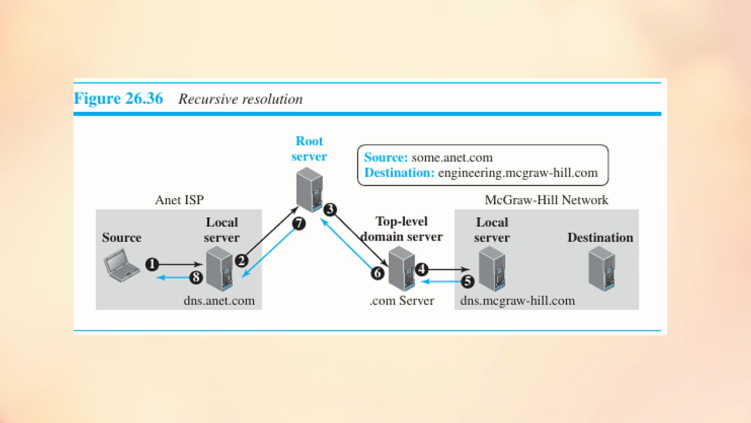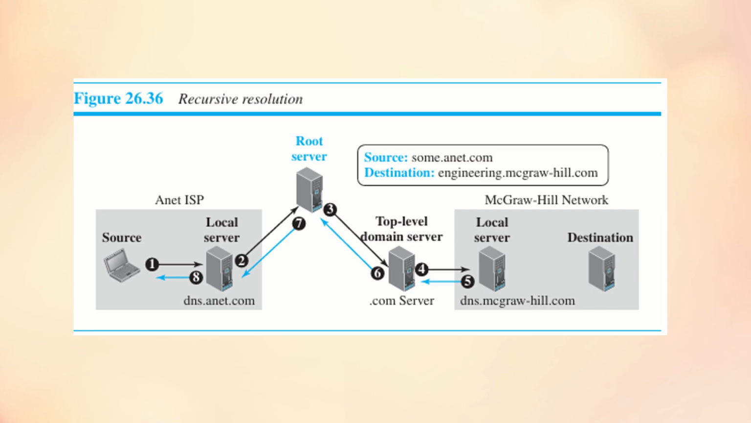So here, if you go for identifying the events, the first event is that the resolver, which does not know this address, sends the query to the local DNS server running at the ANET site. And the next is that we assume that the server does not know the IP address of the destination host. So it sends the query to a root DNS server whose IP address is supposed to be known to this local DNS server. So event 2 is done.